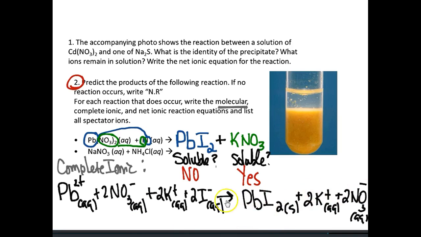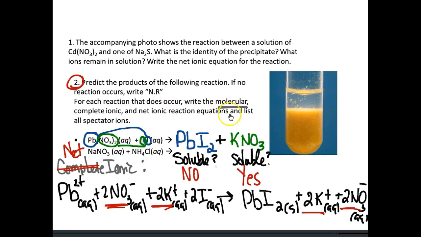Last, we leave PbI2 together because it's a solid. And last, we separate the potassium and the nitrates from each other. These 2's come from the stoichiometric coefficient in front of the potassium nitrate. So you have to deal with the stoichiometric coefficients and whatever is in the parentheses, or whatever the subscript is after the parentheses. Now if we change this to net ionic equations, we're going to remove all these spectator ions that I'm underlining in red.